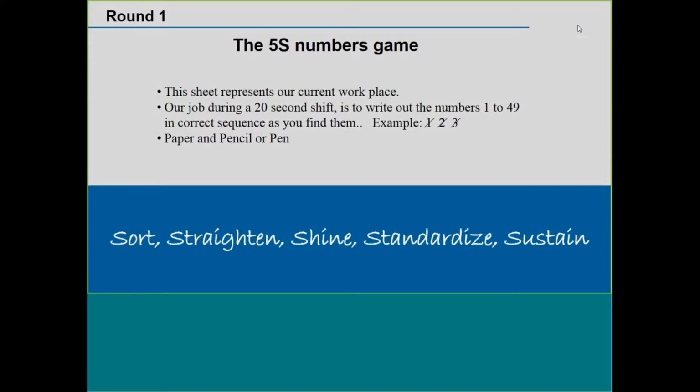For the 5S numbers game, you have your sheet of paper, and what you will do is mark down a tick mark when you find the numbers in sequential order. On the next slide, I will display a slide with a bunch of numbers on it. Your task at hand is to find the numbers 1 through 49 in sequential order. When you find the number 1, make a tick mark on your paper. When you find the number 2, make a tick mark on your paper. When you find the number 3, make another tick mark on your paper, and so on, all the way through numbers 1 through 49.